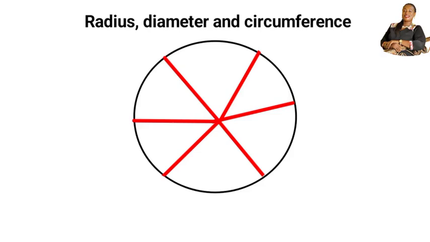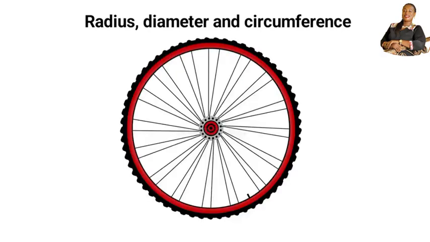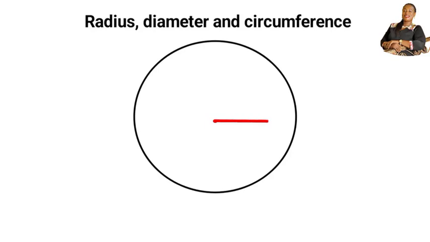Now, real life application of radius. Let's look at a spoke on a bicycle wheel. Here is the center of this bicycle wheel. All the spokes from the center of this bicycle wheel are the radii. Radius is for singular, while radii is for plural. So, when we have one radius here, let's call it R, and another radius here, let's also call it R.